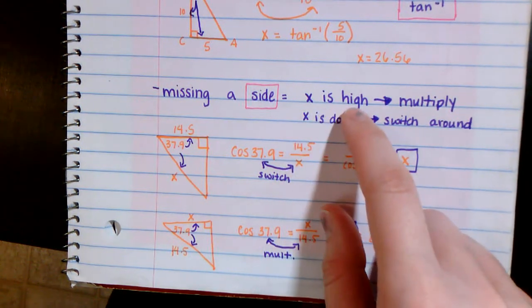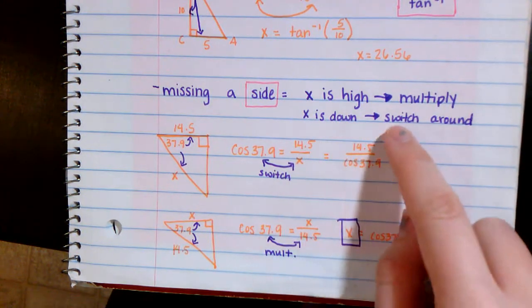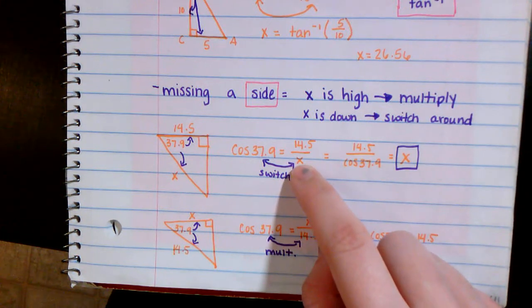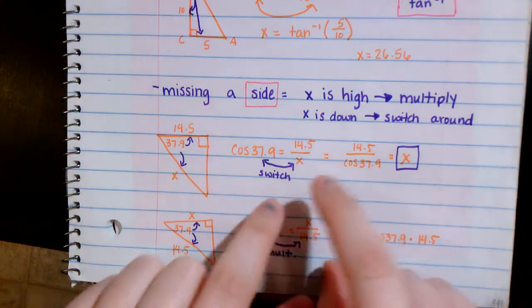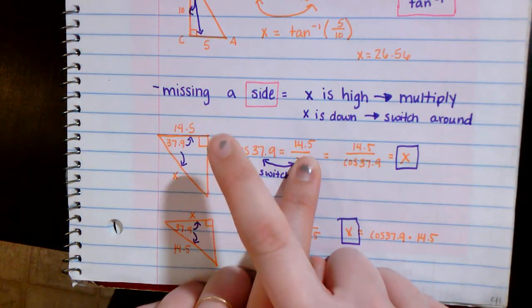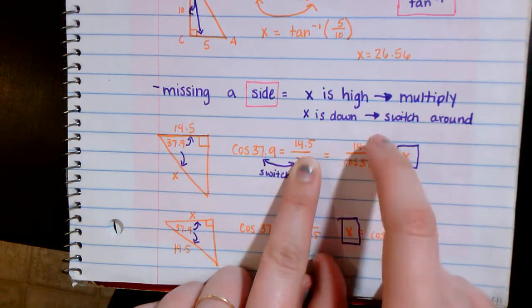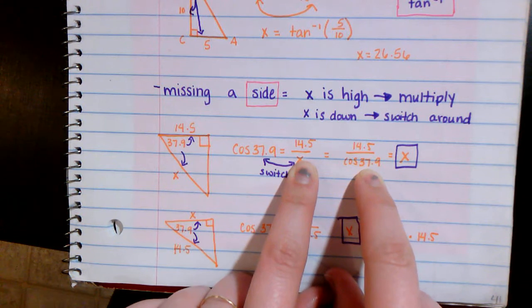If your x is high, you multiply, meaning if it's up top. If your x is down, you switch it around, meaning if your x is on the bottom, just switch these 2. Again, our goal is to always get x by itself. That's how we solve for x in any situation, no matter what type of equation you're working on. If you get x by itself, you should be able to solve for x. So instead of having it over here, we're going to switch these 2 around, and it will be x equals 14.5 divided by cosine of 37.9.